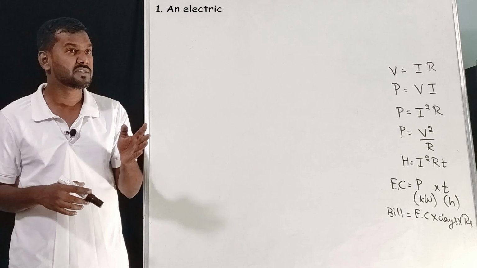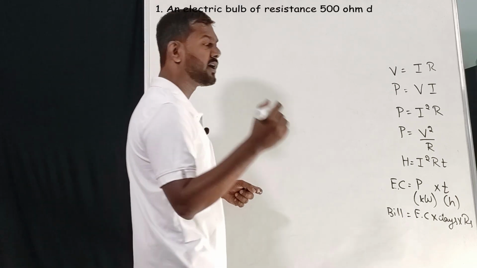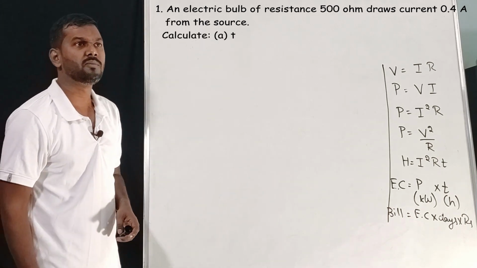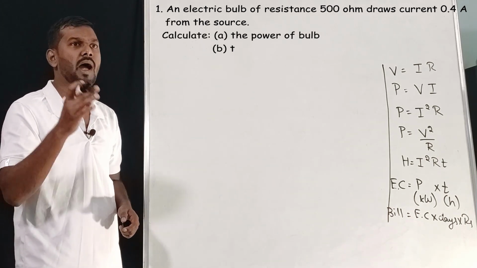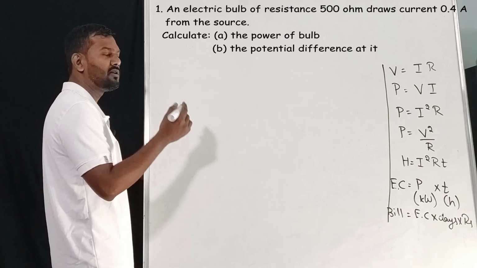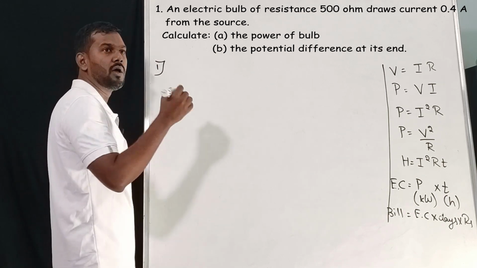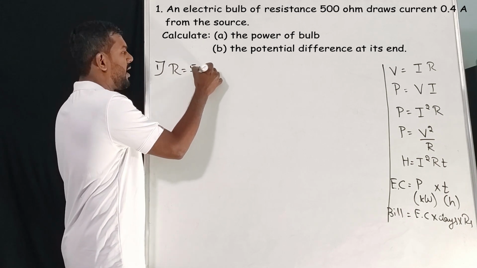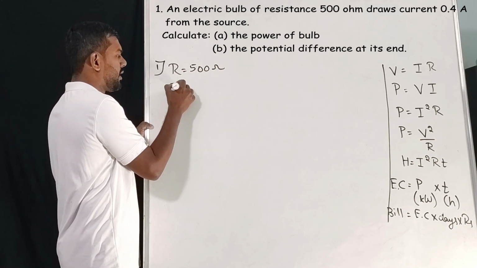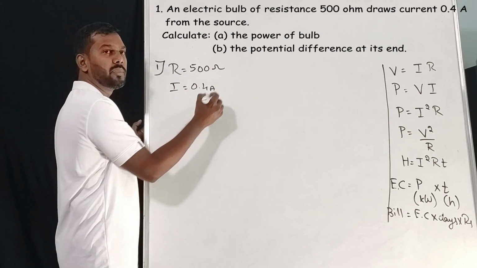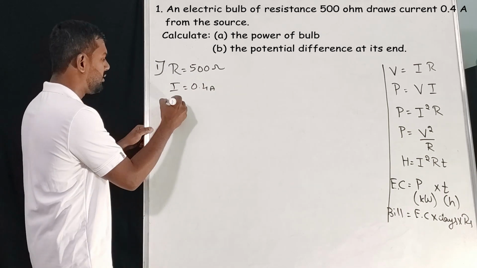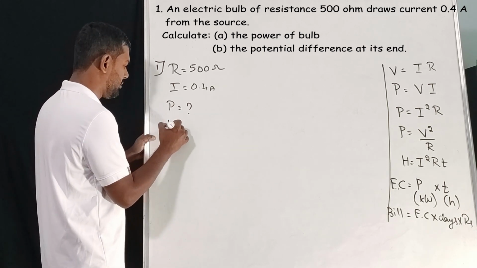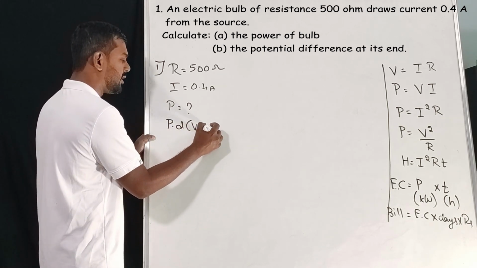An electric bulb of resistance 500 ohm draws a current of 0.4 amperes from the source. Calculate the power of the bulb and the potential difference at its end. Very simple question. First we'll write the given data. Resistance is given, that is 500 ohm. Current is given, that is 0.4 ampere. We need to find power. We need to find potential difference. PD is nothing but voltage only.